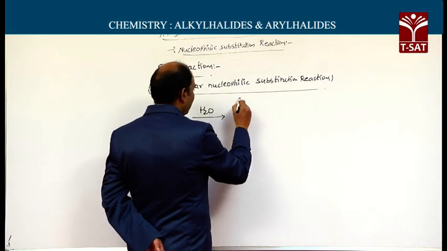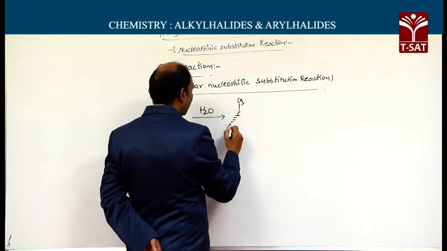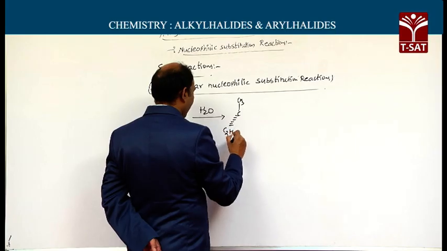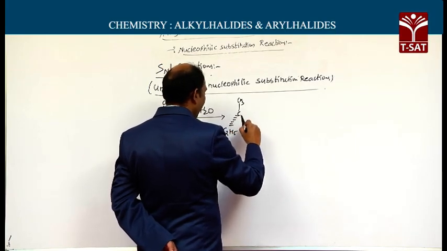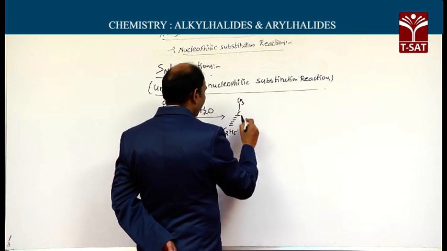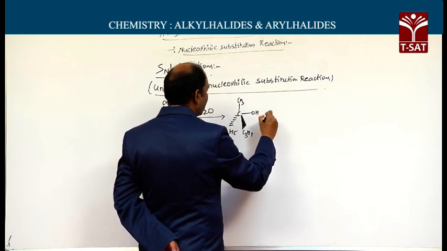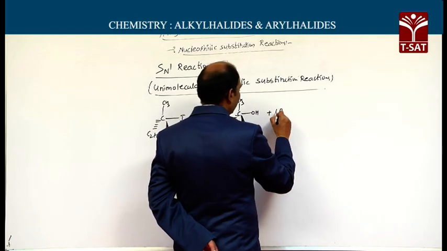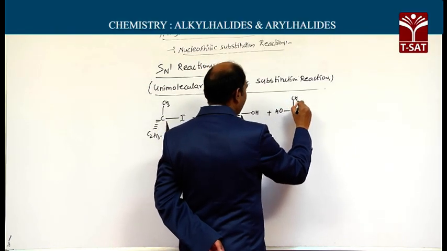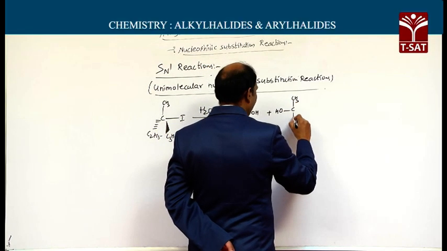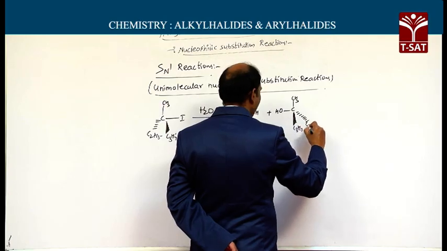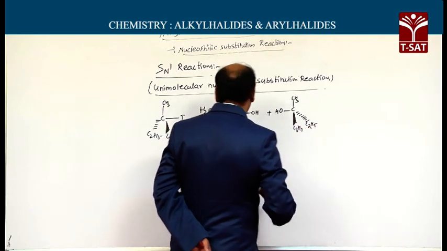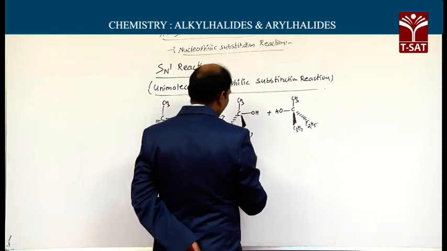This is CH3, C2H5, and C3H7. This one is above the plane, that one is below the plane. Here we have OH on this side, and here one more OH. This is CH3, C3H7, and below the plane is C2H5. Here we got two products. One is a retention product.